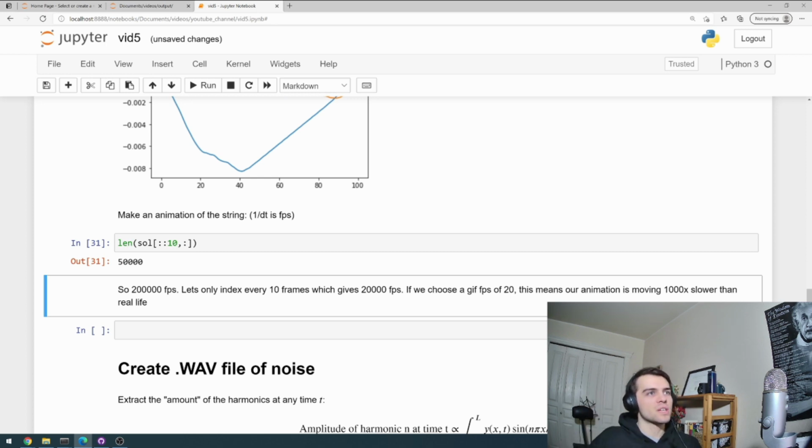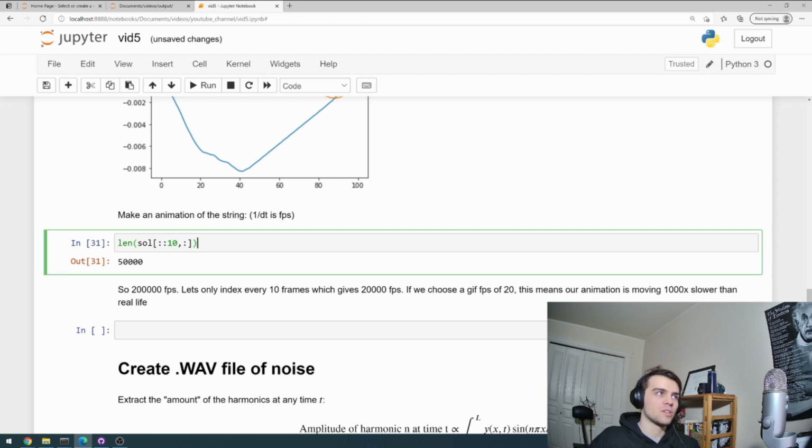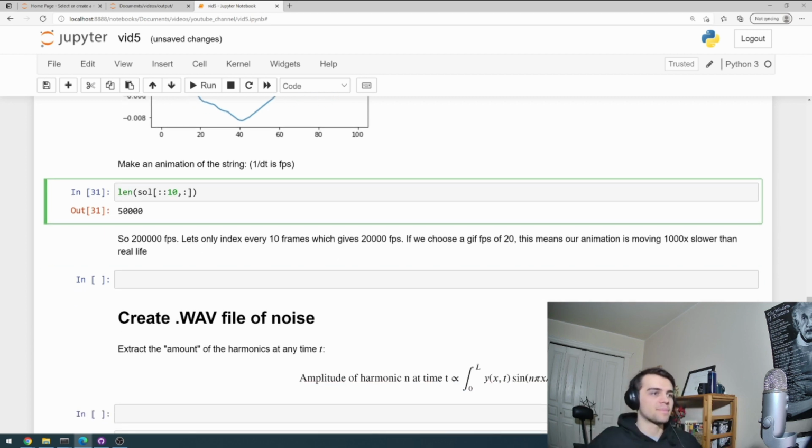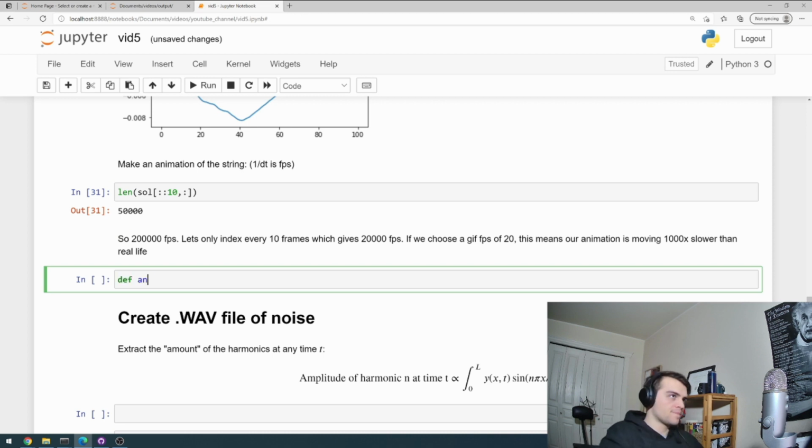And so if I choose a GIF where the FPS is 20, using this thing here, it means that our animation is moving 1,000 times slower than real life. It's like you record it in slow motion and it's 1,000 times slower. Again, something to think about here. Convince yourself of this. I can explain it, but pause the video and meditate on this, write it down, think about it. And so let's animate it.